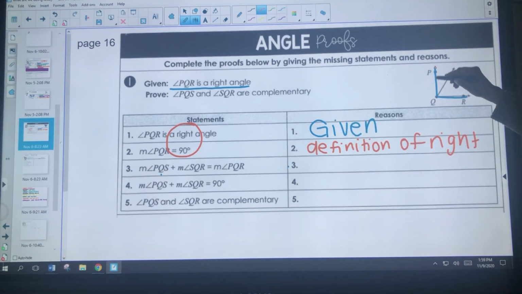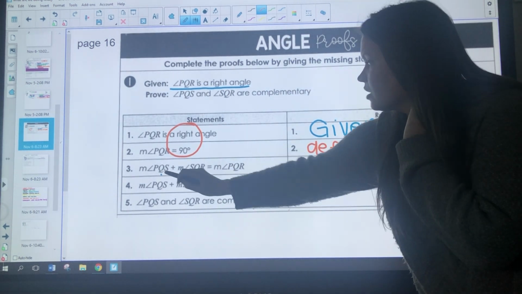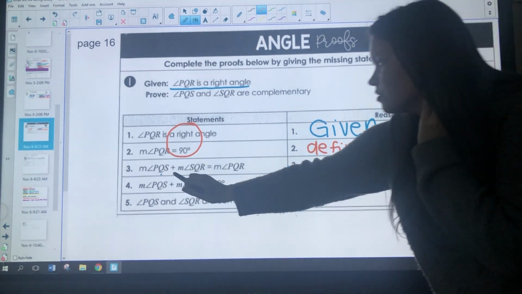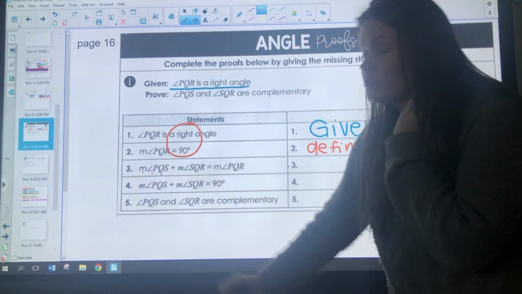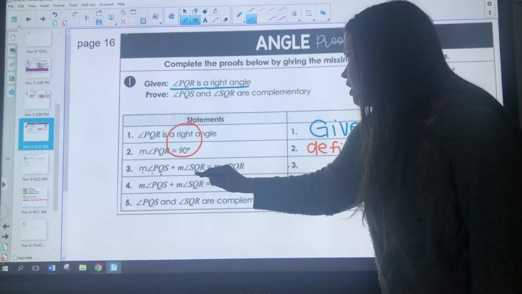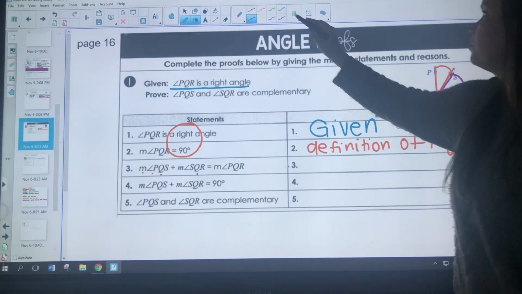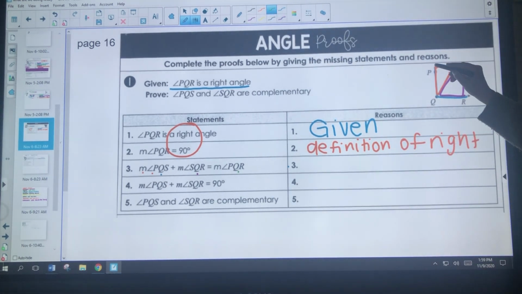PQS is this little angle right here. Angles have to have 3 letters. The vertex has to be in the middle. This little symbol means angle. This M stands for the measure of it. So the measure of this orange angle. SQR is this little purple angle. And then PQR we already decided was the whole thing.